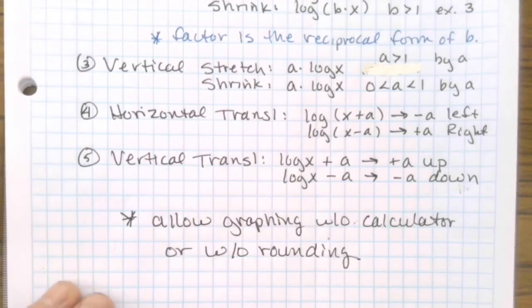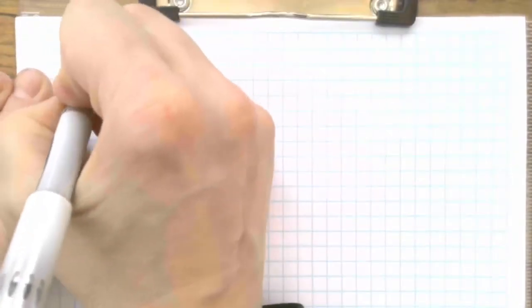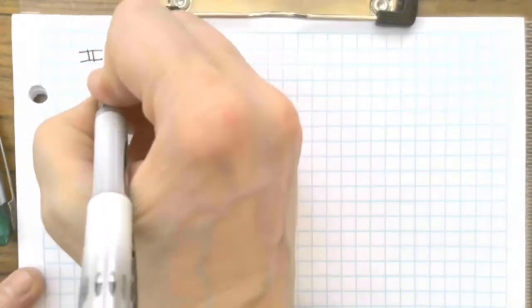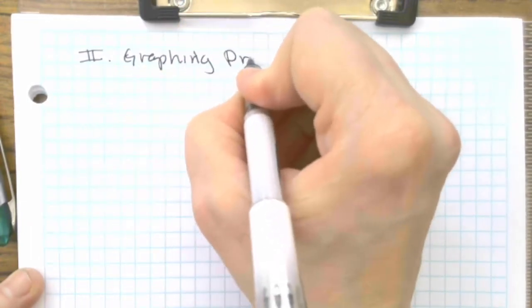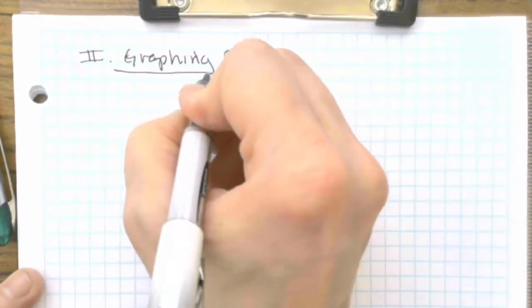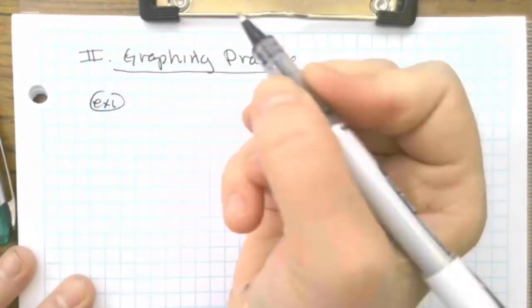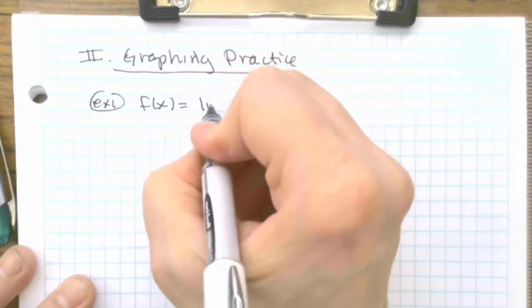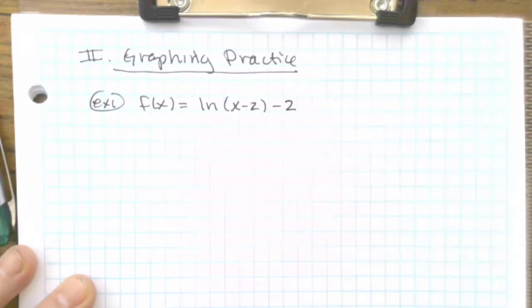Okay, so I'm going to flip the page, Roman numeral 2. We're going to do some practice graphing. All right, and the example we're going to do is f of x equals natural log of (x minus 2), minus 2.